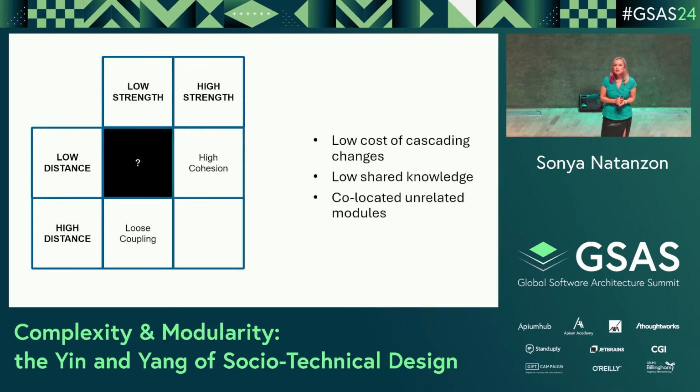Now, let's take low distance over low integration strength. Here, we have low cost cascading changes. We have low shared knowledge. And that sounds good. Low shared knowledge means low probability of cascading changes. But what often happens is we get many co-located, unrelated modules, resulting in local complexity. Whatever module hosts them, and whoever needs to work on that overarching module is going to have to make sense of those unrelated modules.